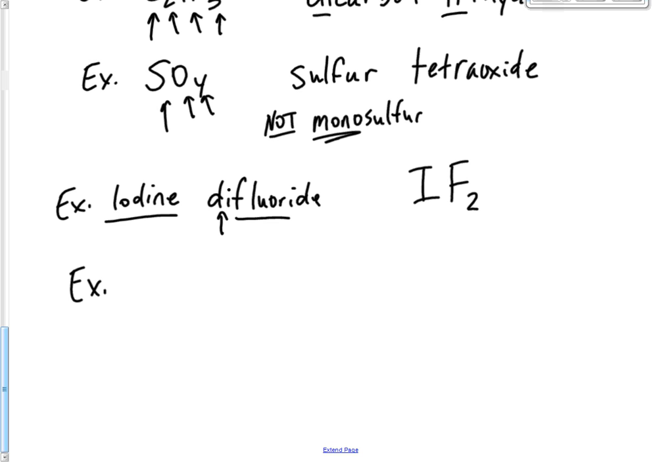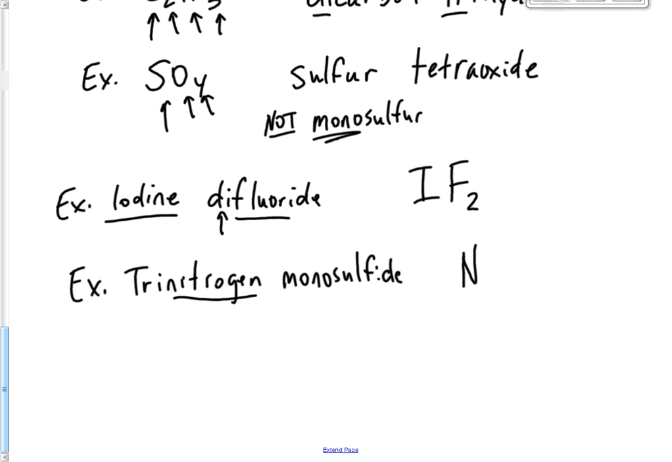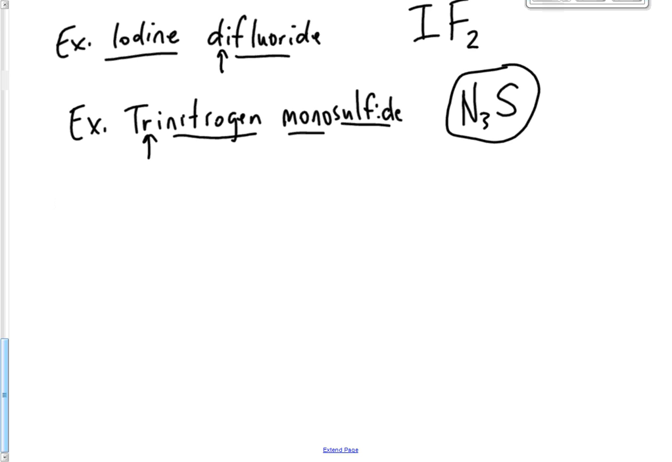Do another example. Nitrogen monosulfide. Nitrogen. Tri means 3, so you put a 3 as your subscript. Next one is sulfide, that's sulfur. Mono tells you 1, so it's just a 1. So here's your answer, N3S.